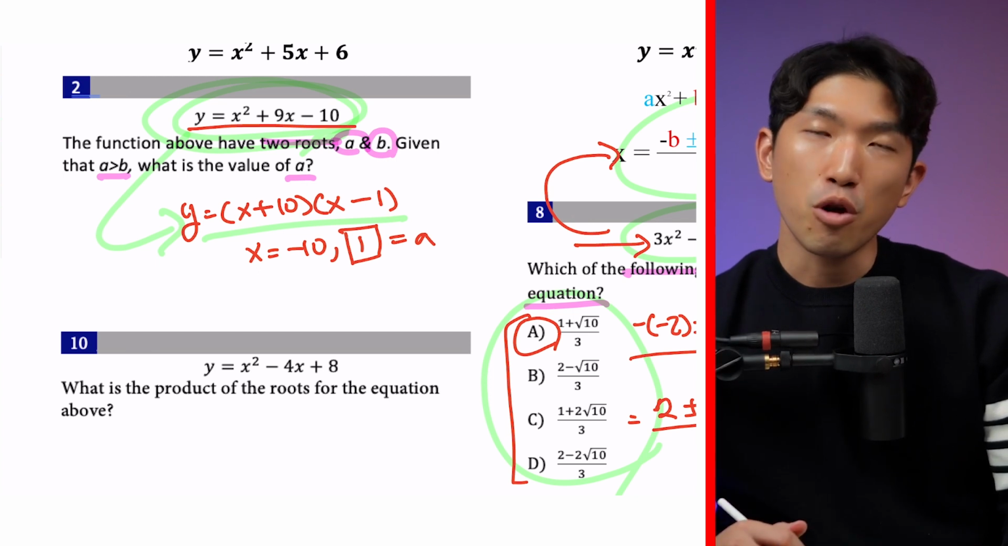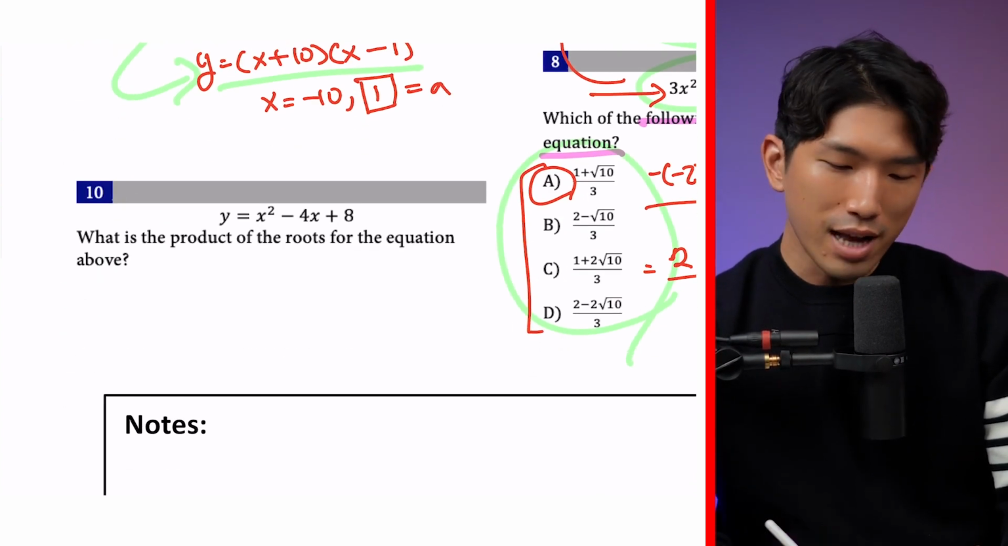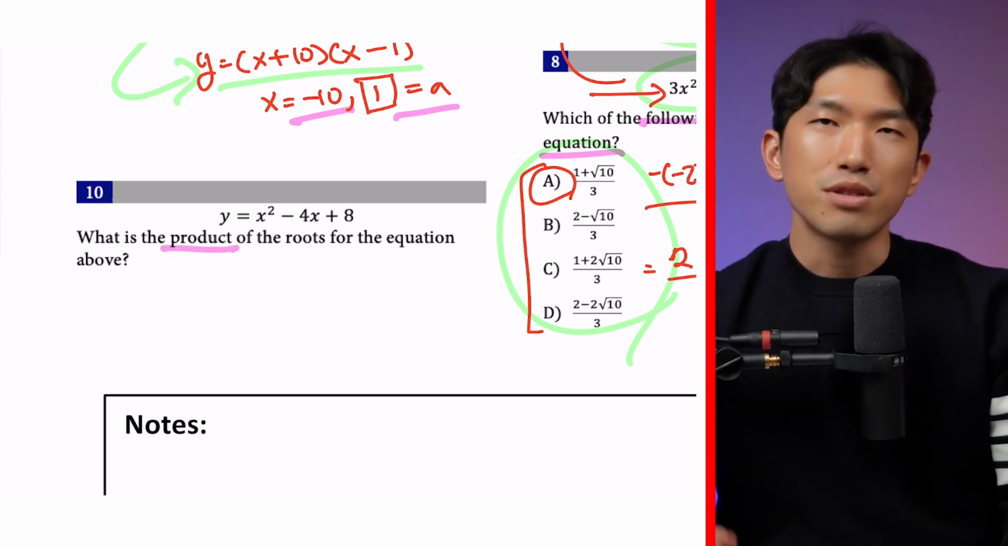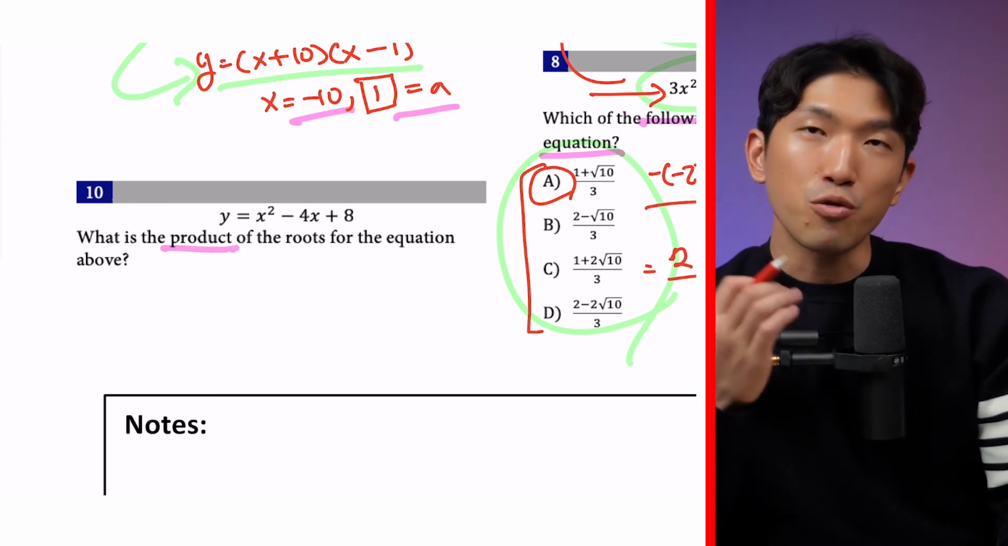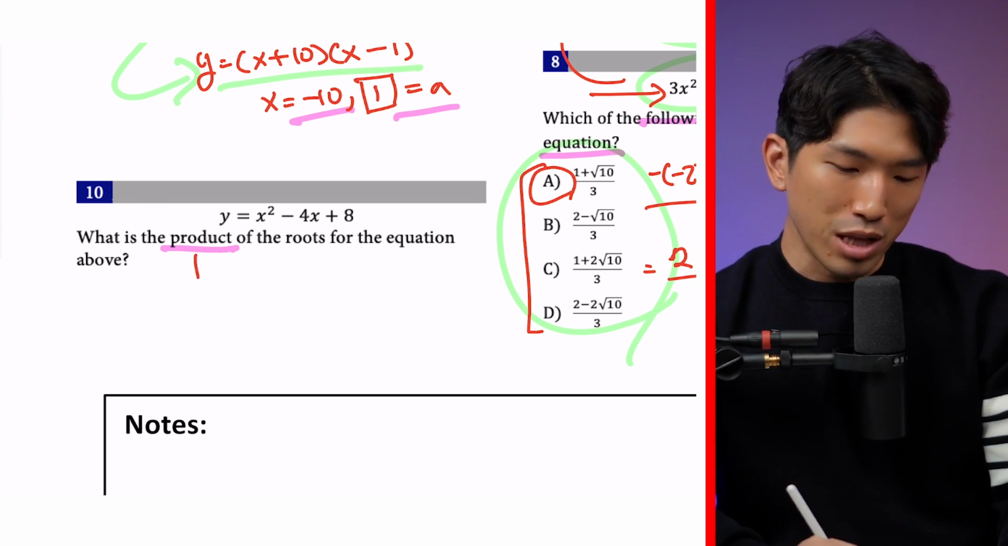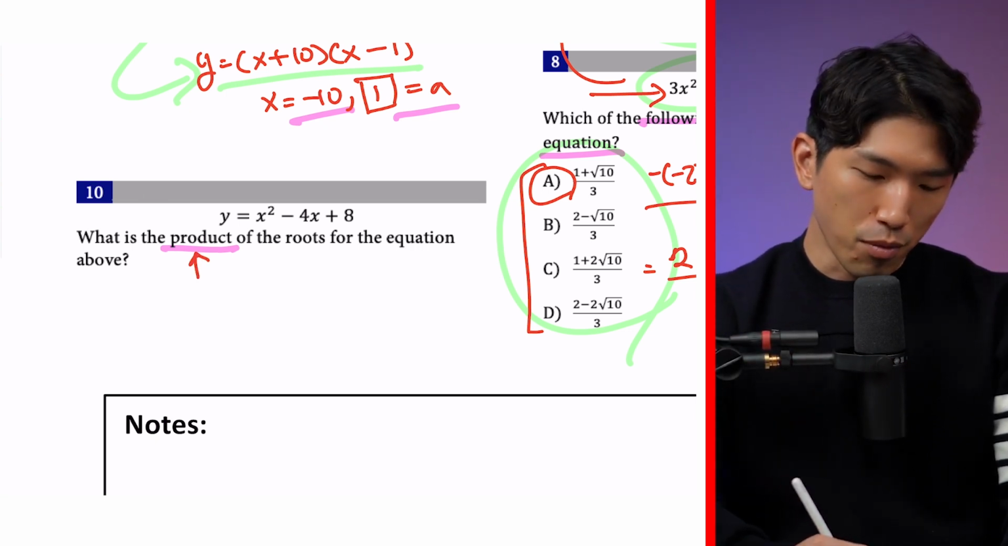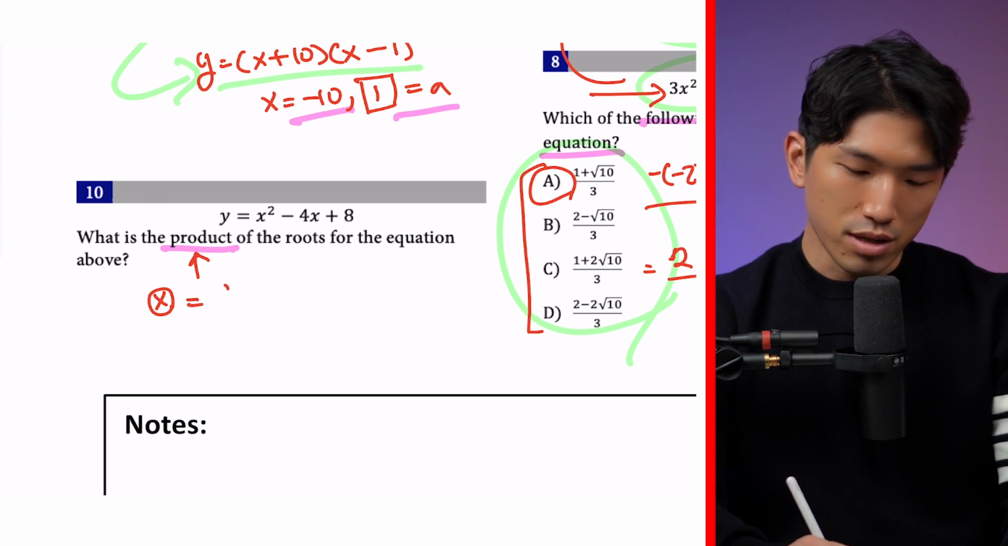But there's one more thing you need to know about roots, because sometimes they're not going to ask you to find the exact value. Instead, they're going to ask you, hey, what is the product? You see how we're not looking for the exact value of the x-intercepts? Instead, we're looking for the total product of the x-intercepts. In that case, you're going to use the simple formula: for the product, you're going to use c over a, and for the sum, you're going to use -b over a.